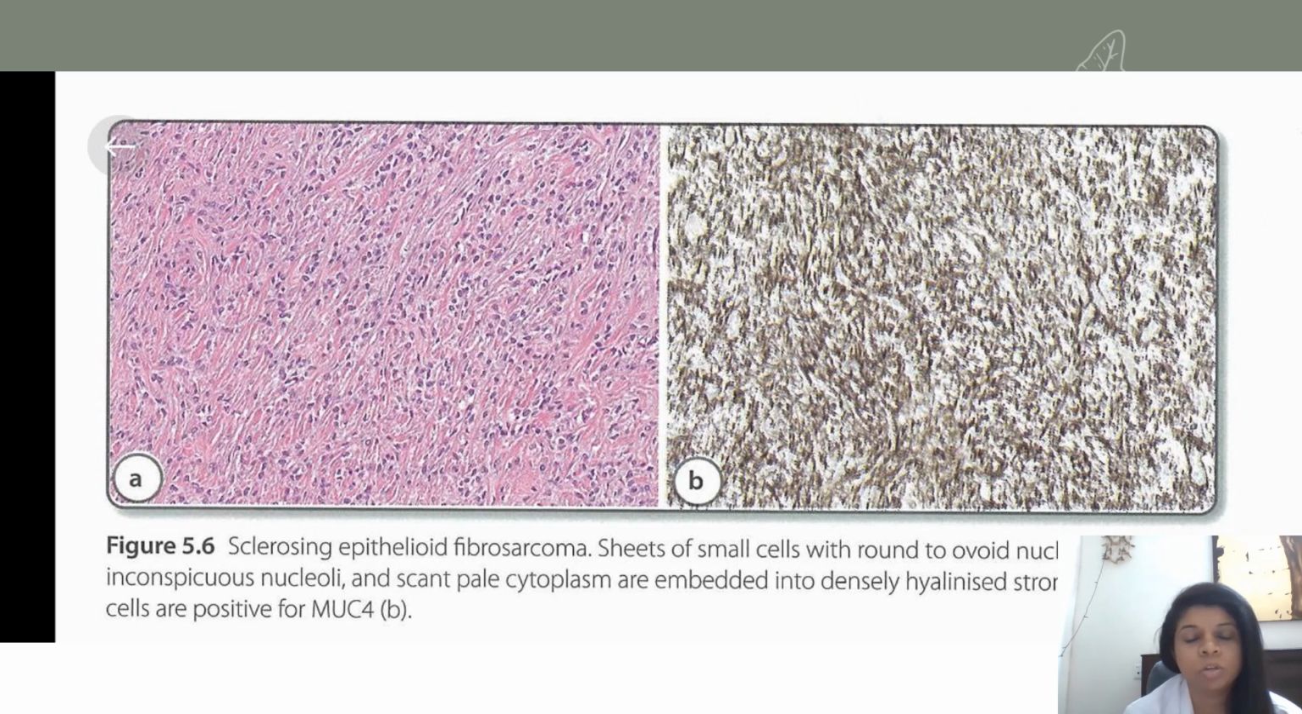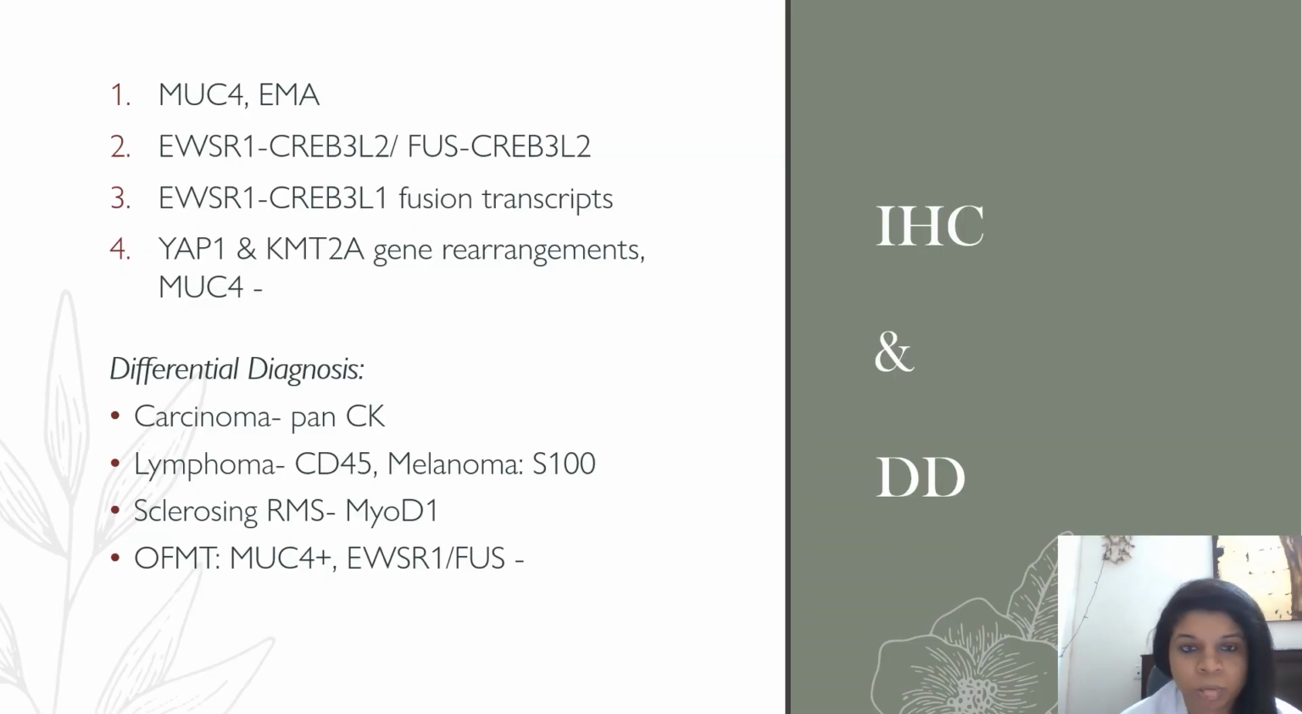Histologically, you can see round to ovoid cells with vesicular nuclei and inconspicuous nucleoli, seen in a densely hyalinized stroma. Okay, so that is a characteristic. On IHC, they will show MUC4 positivity as well as EMA, and a characteristic CREB3L2 and CREB3L1 fusion or gene rearrangement is seen, which is usually seen with EWSR1 and FUS. Okay, so that is the usual scenario.